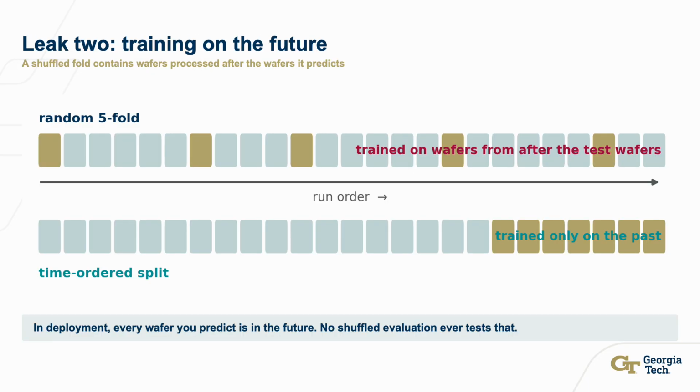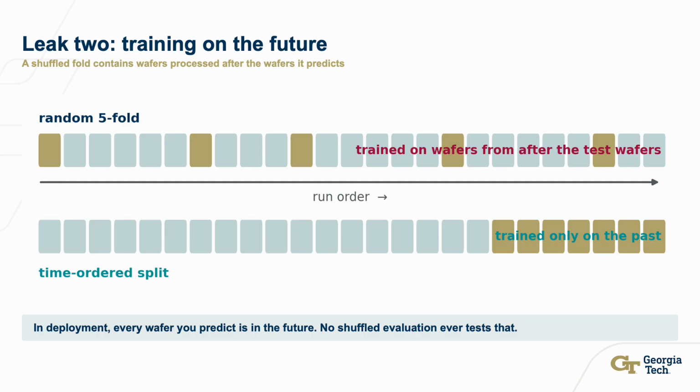Leak 2. Training on the future. Random 5-fold again. Gold is test, and look at the positions. Gold wafers are scattered throughout the run order. So for any test result, there are training wafers on both sides of it in time. That model fitted using wafers processed after the wafers it is being asked to predict.